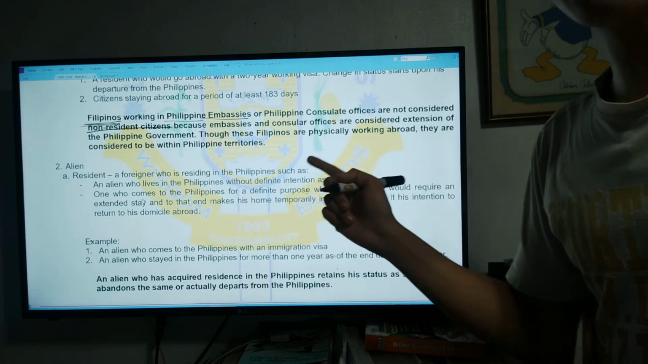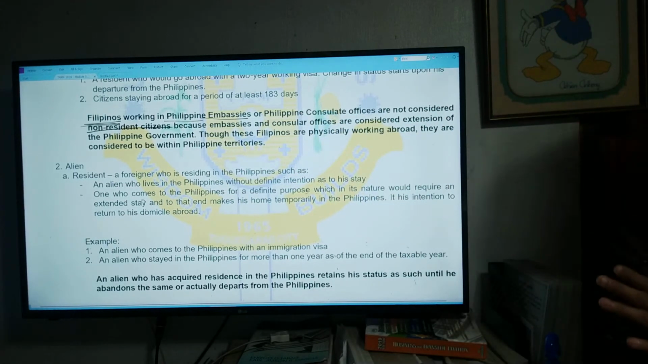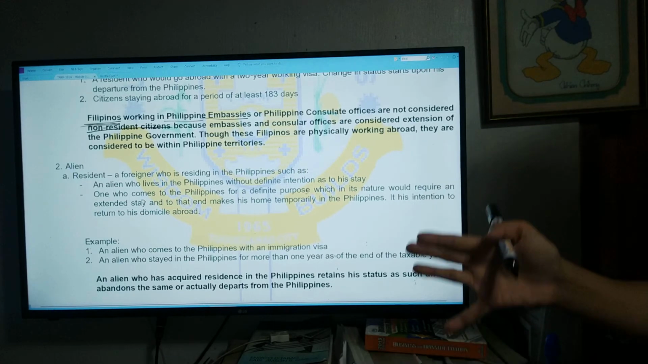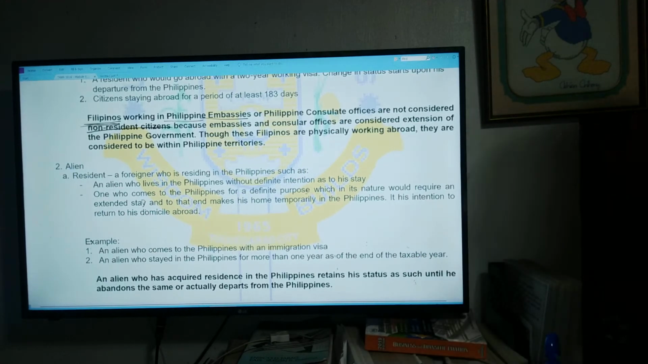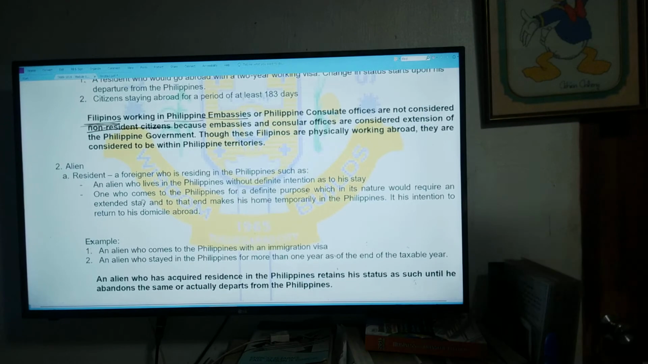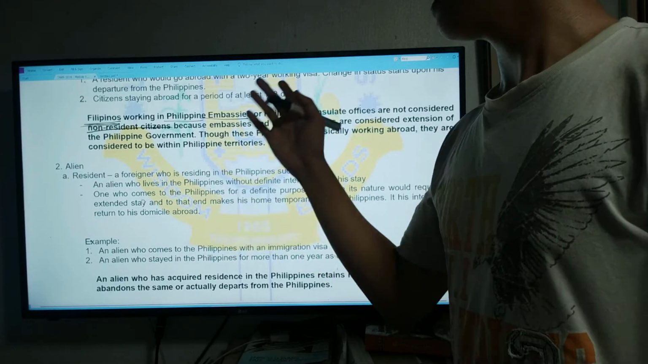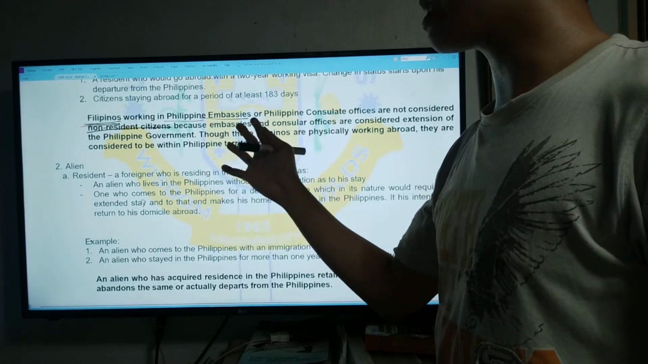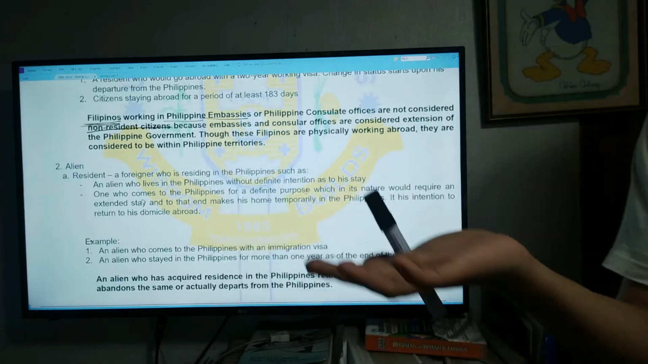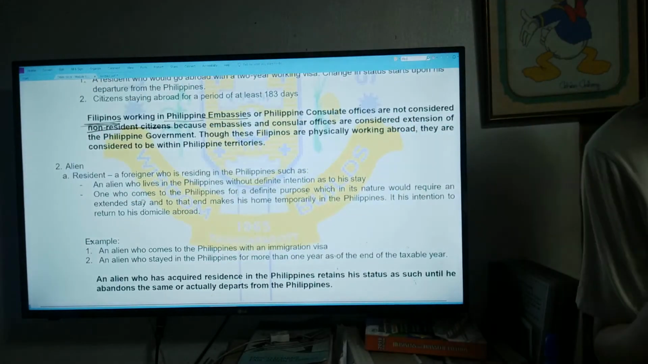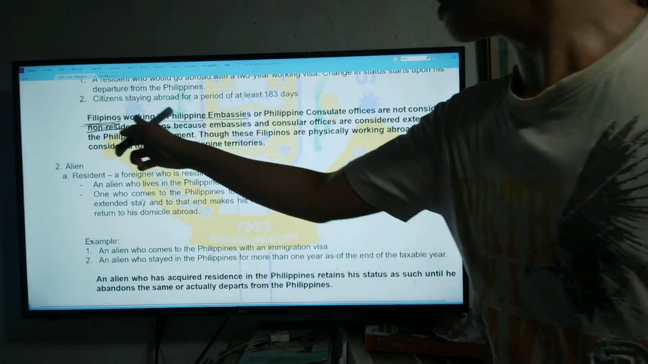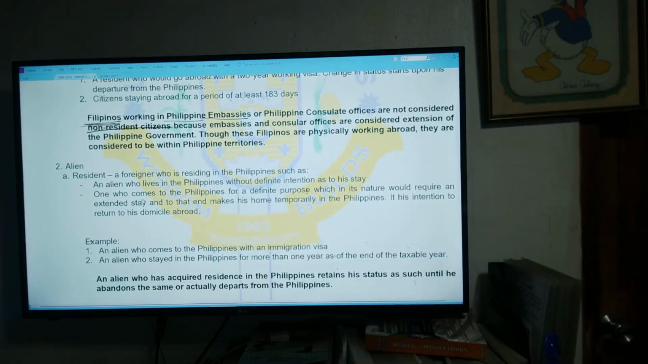Okay? So, kung ang general rule, kapag nagtatrabaho ka sa ibang bansa and you are staying there for a definite purpose, you are a non-resident citizen. Tama? However, okay, ang mga nasa Philippine embassy, despite the fact that a Philippine embassy is abroad, situated abroad, they are still considered, okay, resident citizens. Resident citizens.